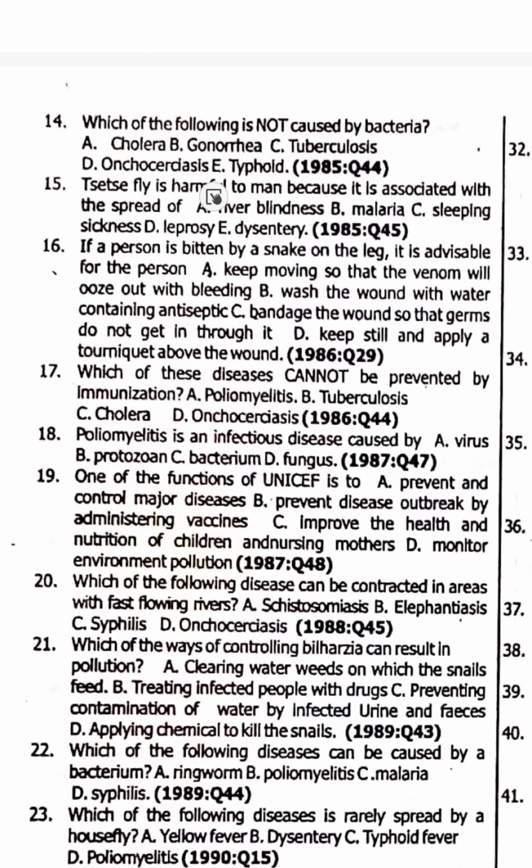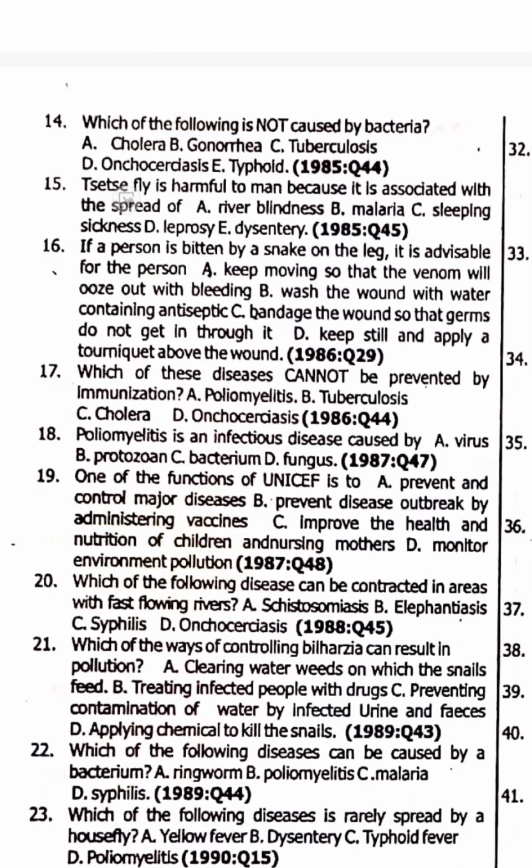Which of the following is not caused by bacteria? Gonorrhea is bacteria. Cholera is bacteria. Typhoid is bacterial. Tuberculosis is bacterial. Bordetella pertussis. Onchocerca volvulus, option D. 14 is option D. It's actually a filarial worm, right? Onchocerca volvulus is a filarial worm which causes river blindness, a nematode, roundworm.